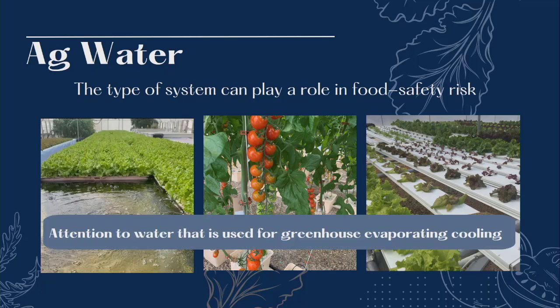And then don't forget the water that is used for evaporative cooler systems. Some greenhouses have evaporative cooler systems, and you have to watch the water quality of those as well, because it's overhead water, overhead irrigation, let's say, so it directly contacts the edible portion of the plants. So we have to watch the quality of that water as well.